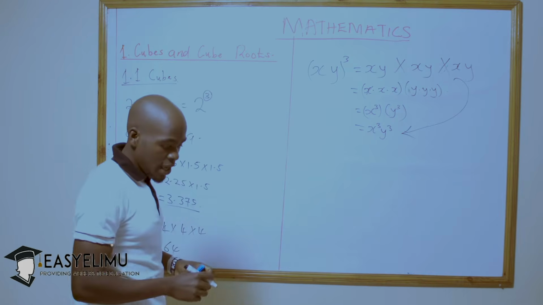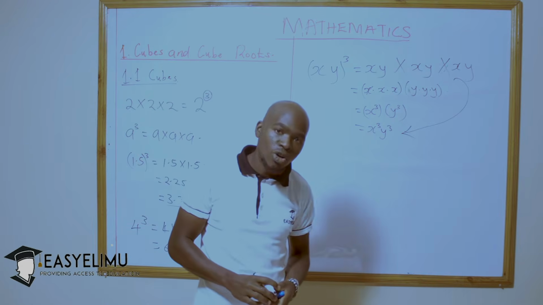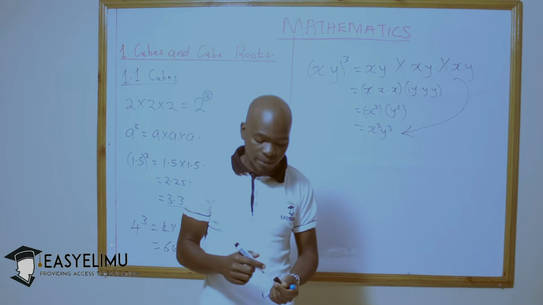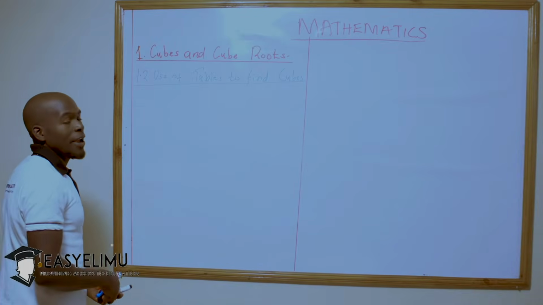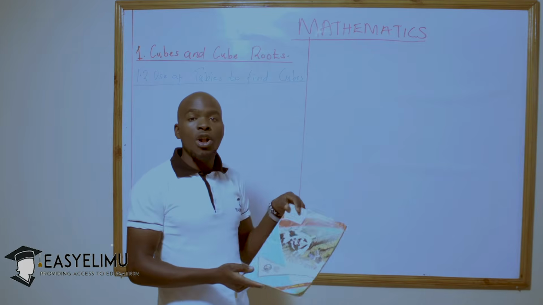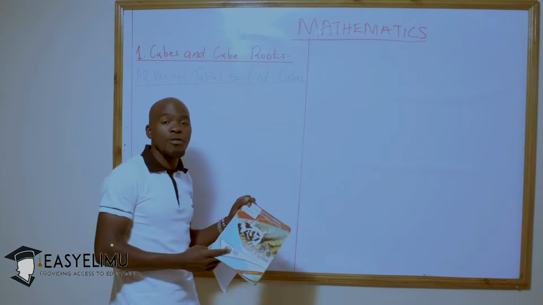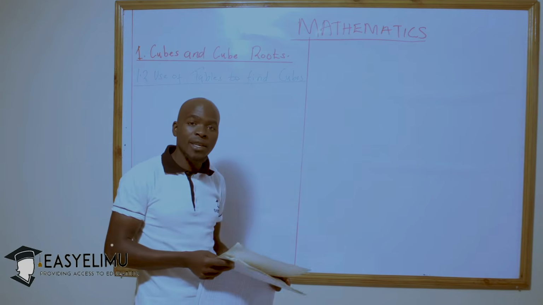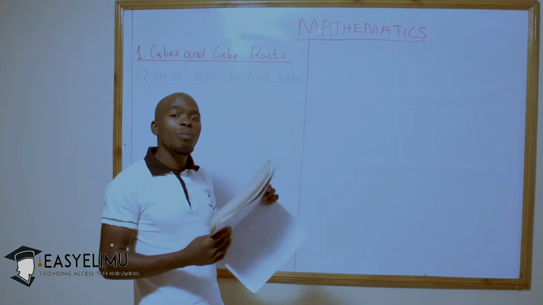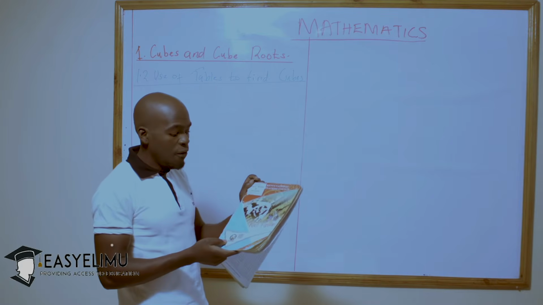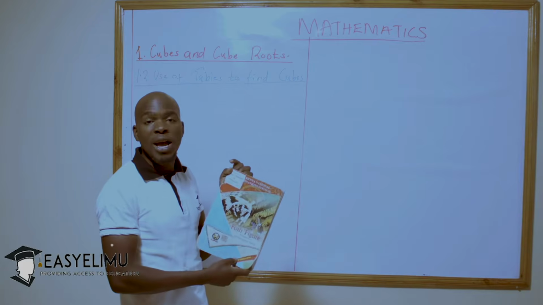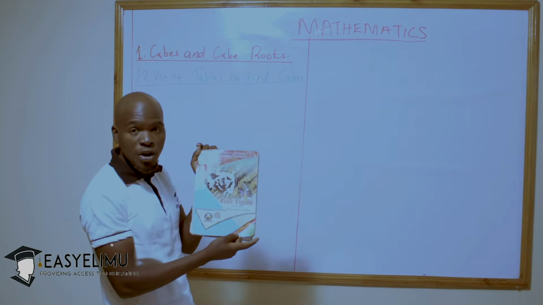Next we are going to see how we can use mathematical tables to find the cubes of given numbers. Now let's use tables to find cubes. This is what we call a mathematical table, and if you have been told to use tables to find the cubes of given numbers, then you will be required to use this 4-figure elementary mathematical table, which is approved by the Kenya National Examination Council.